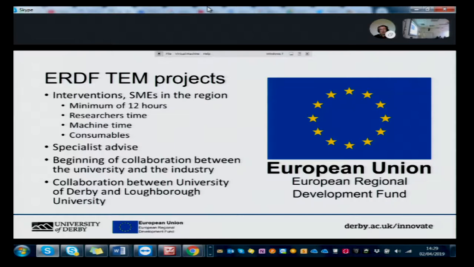Everybody could have benefited on that because that was beginning collaboration between small companies, between university and the industry. And that was as a collaboration between University of Derby and Loughborough University. This way, both company and the SME could see how do we feel working with each other in very, very safe manner without taking much risk. As I mentioned, the whole intervention did not cost the company usually a single penny, except their fuel or commuting costs to the university.